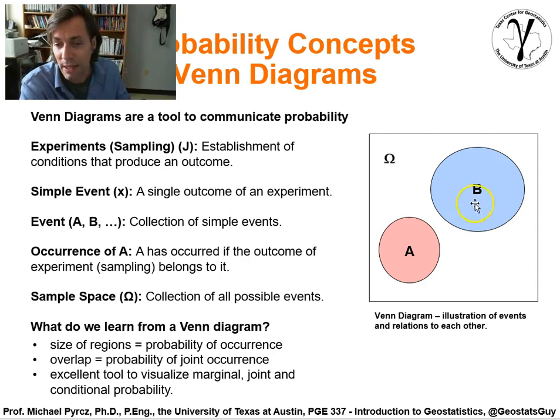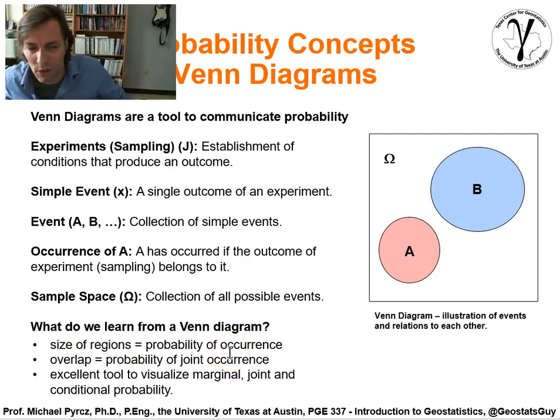B would be another possible event. And so we could draw a circle or some shape around the area of all possible outcomes that's represented by B outcomes. And so what do we learn from a Venn diagram? We've represented the probability of these two different events within all possible things that could happen. Well, first of all, the size of the regions directly is proportional to the probability of occurrence.